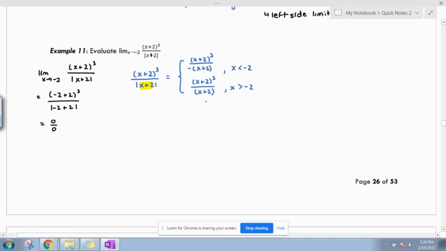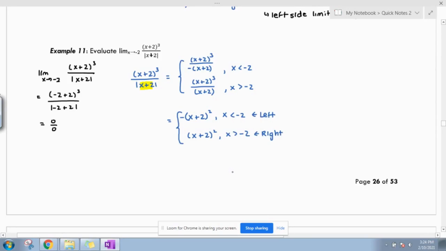At this stage, you can probably simplify your piecewise function. You notice that you can cancel things out in each piece. So if I do that, I'm going to end up with the following. I'm going to end up with negative x plus 2 all squared when x is less than negative 2. And then my other piece is just x plus 2 all squared when x is greater than negative 2. So now we have two different functions that we're using for our piecewise function. We have one that deals with the left-hand side, and then we'll have one that deals with our right-hand side.